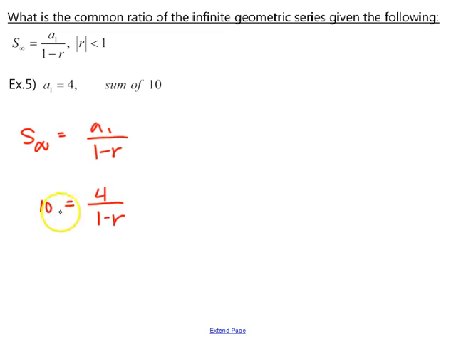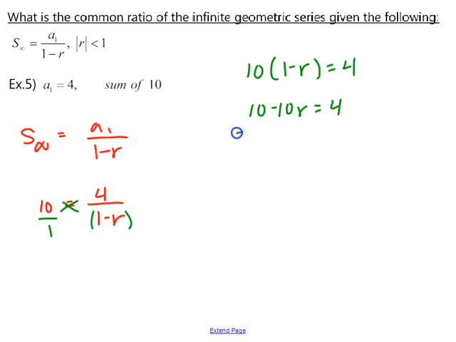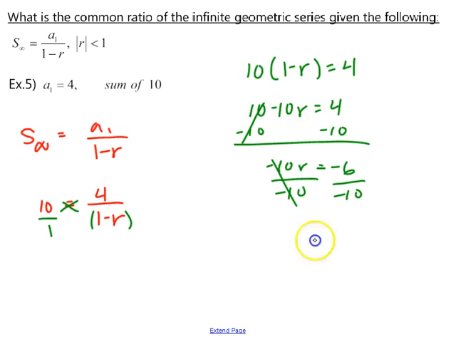So what we're going to do here is put the left side over 1, so now it's like a proportion. I would say put the expression in parentheses, and then we're going to cross multiply. So we're going to get 10 times 1 minus r is equal to 4, and then we're going to go ahead and solve. If we distribute, 10 minus 10r is equal to 4. Subtract the 10 from both sides. Then we have negative 10r is equal to negative 6, and then lastly divide by negative 10. And when you simplify negative 6 over negative 10, we'll have our common ratio is 3/5.